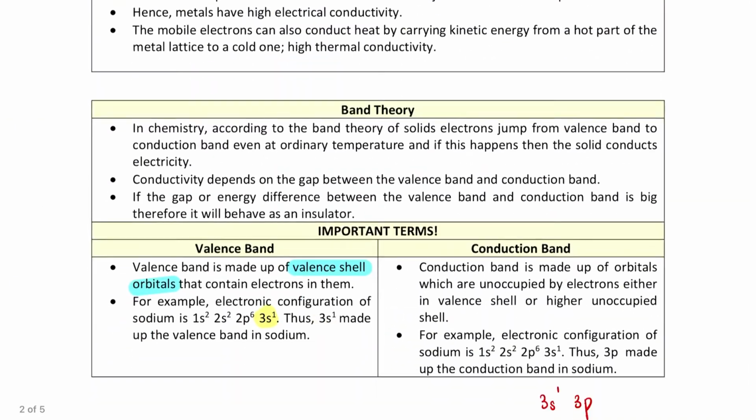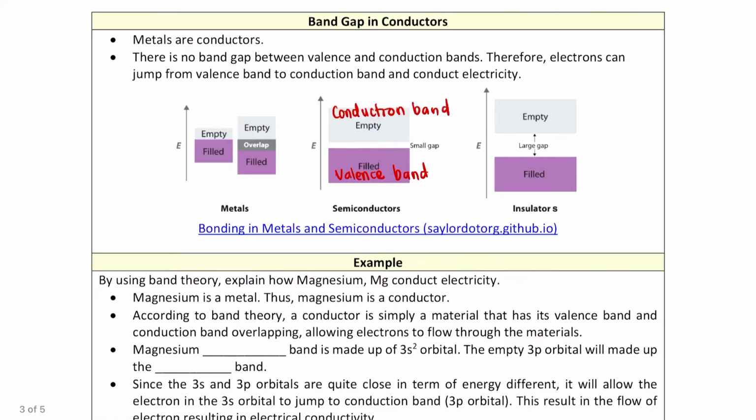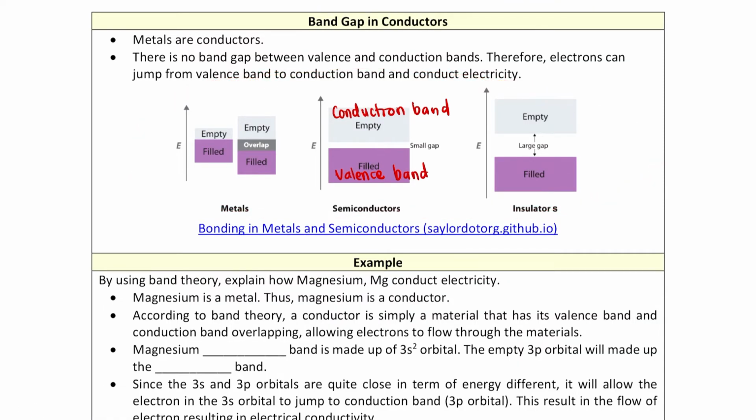Okay, kalau dia boleh conduct ke tak electricity. Okay, dia kata if the gap and the energy difference between the valence band and the conduction band is big, therefore it will behave as insulator. Okay, so kalau macam dalam kes ni, as you can see, apa beza antara tiga jenis band gap ni? Okay, beza dia adalah, this one yang band gap yang paling besar ni adalah untuk insulator.